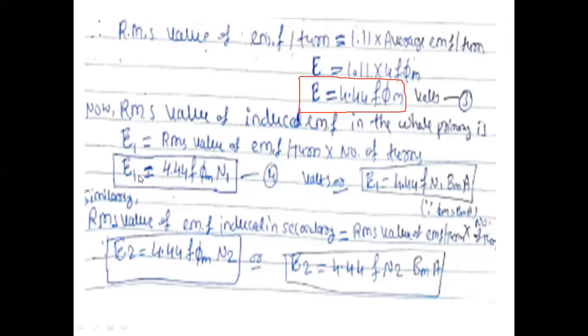Next line, E1 equals 4.44 F phi m. The same equation I am writing here, 4.44 F phi m, and the number of turns in the primary is N1. N1 is multiplied here. So write this: E1 equals 4.44 F phi m N1. Write it in a box as equation number 4.